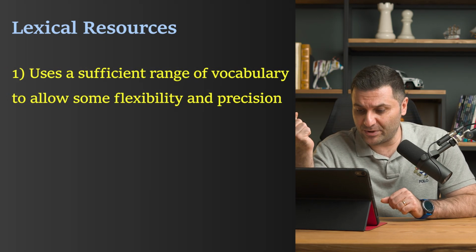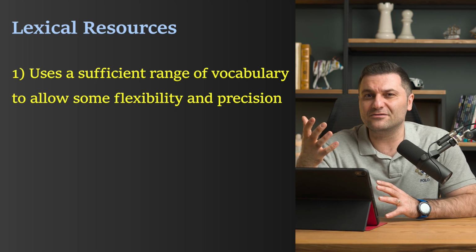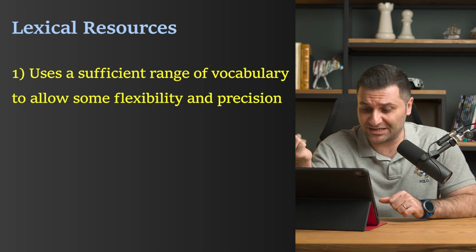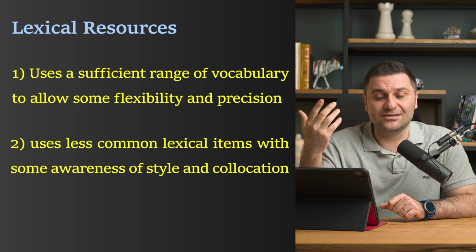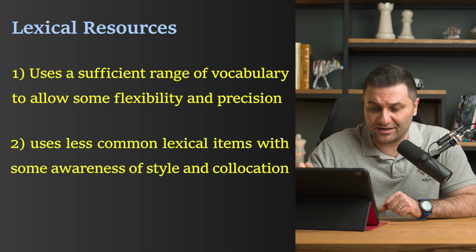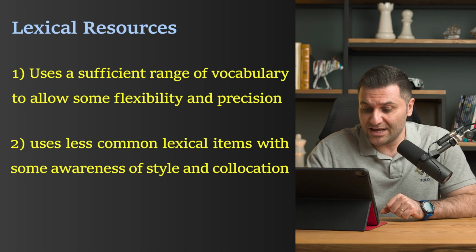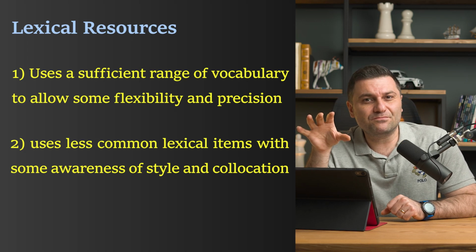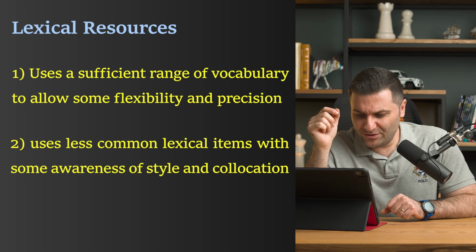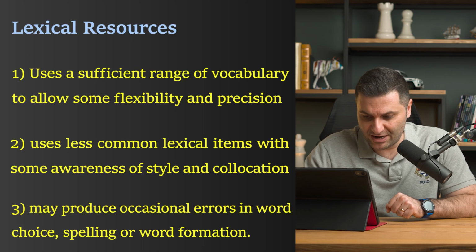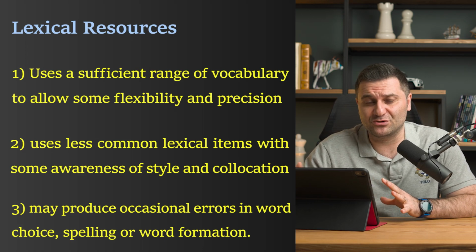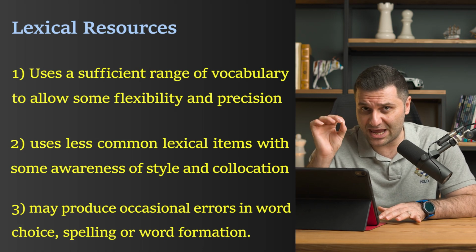And the next one is lexical resource. You should be able to use a sufficient range of vocabulary to allow some precision or flexibility in your writing. And also you should use less common lexical items with some awareness of style and collocation. Collocation is very, very important. In band score 7 or 7.5, you may produce occasional errors in word choice, or maybe in word formation or spelling. So you may have occasional errors.